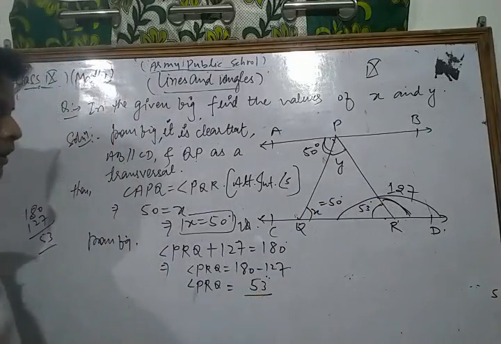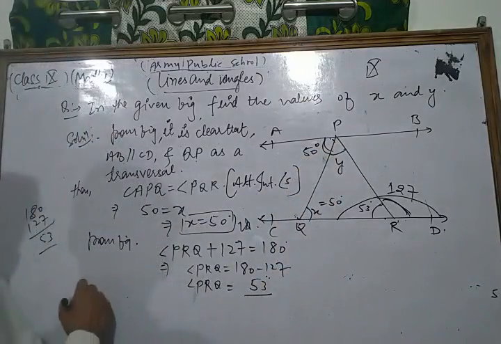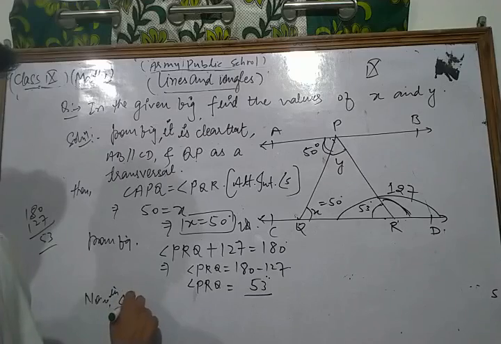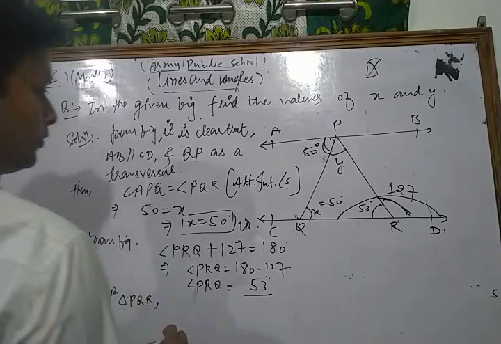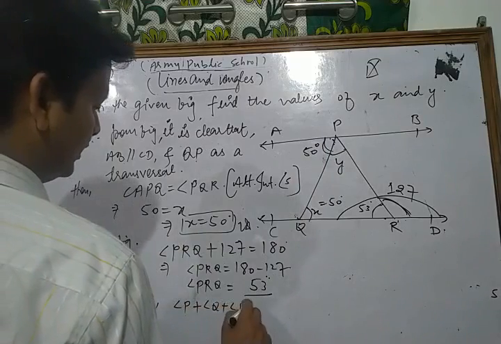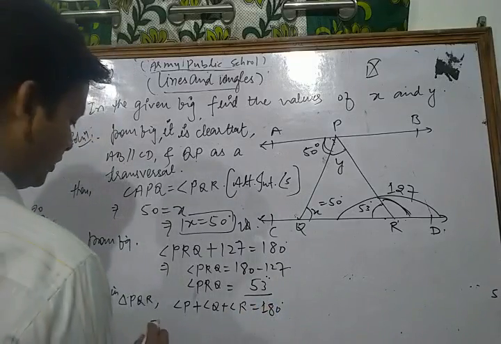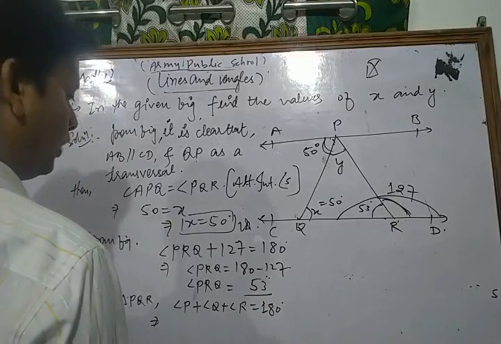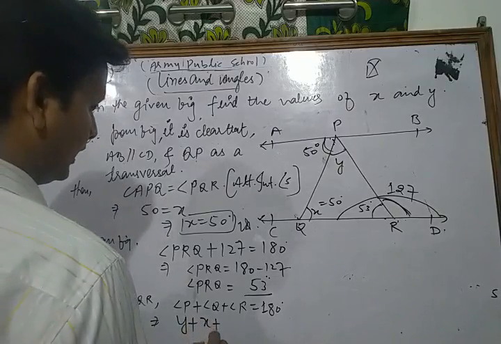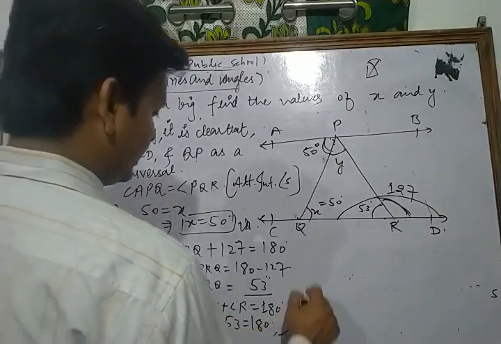Now we apply the angle sum property in triangle PQR. In triangle PQR, angle P plus angle Q plus angle R, the sum of all these angles, is equal to 180 degrees. Angle P is y, which we have to find. Angle Q is x. Angle R is 53. The sum is 180 degrees.